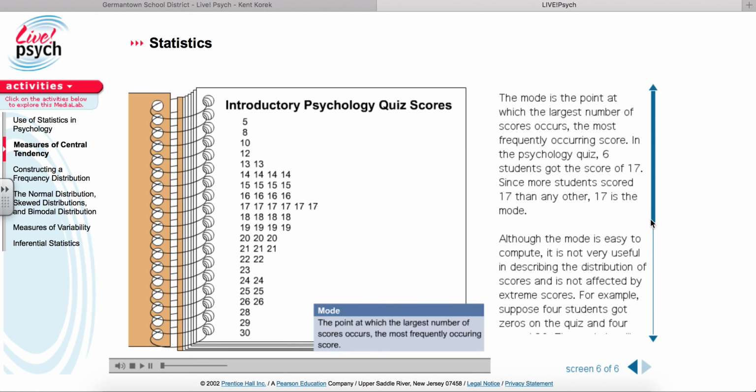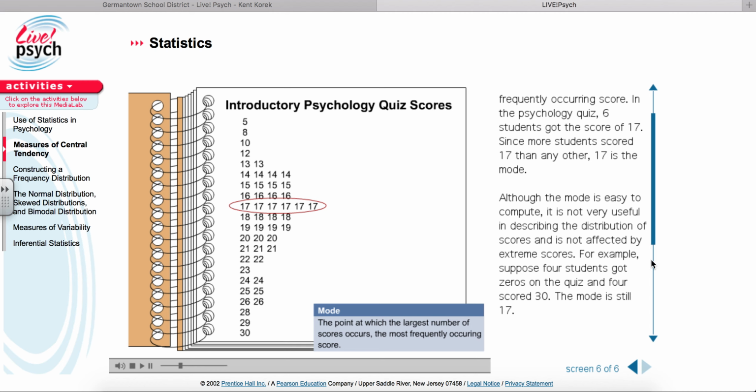The mode is the point at which the largest number of scores occurs, the most frequently occurring score. In the psychology quiz, 6 students got the score of 17. Since more students scored 17 than any other, 17 is the mode.